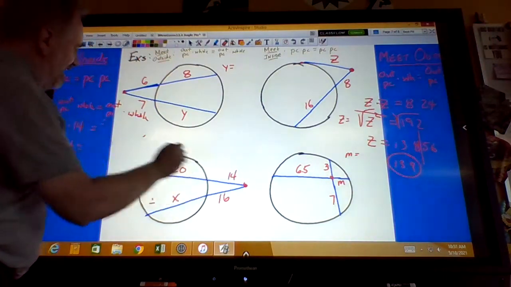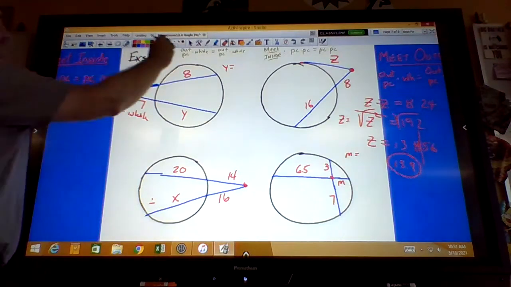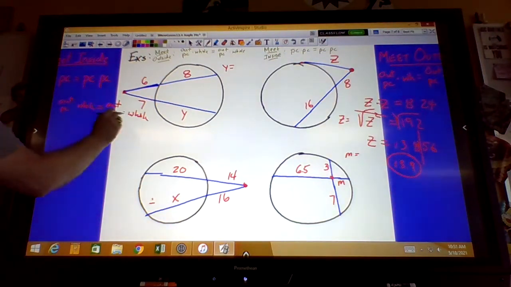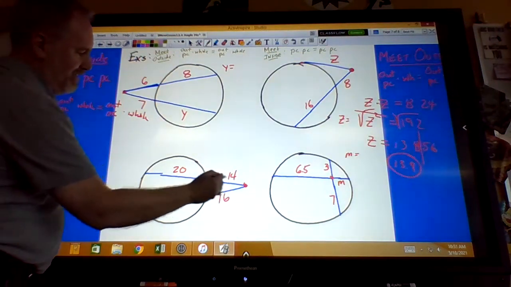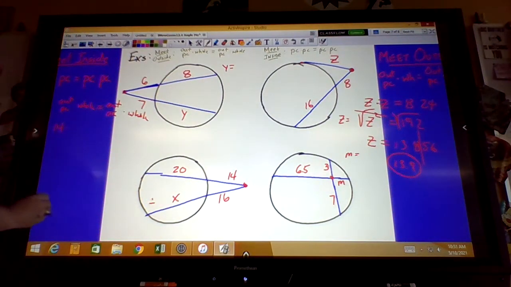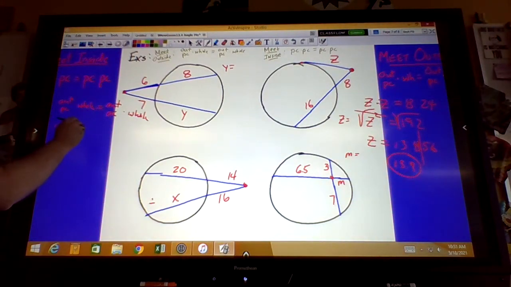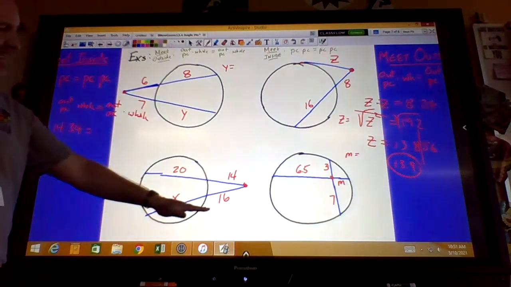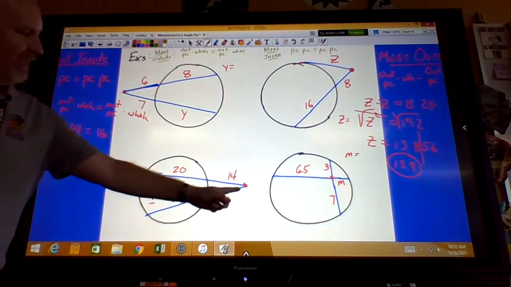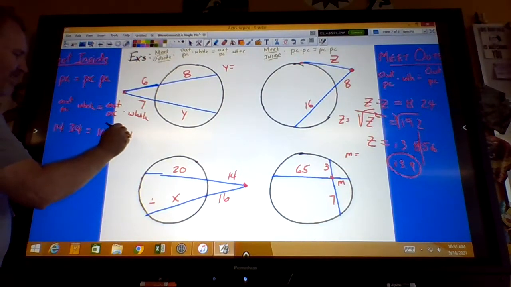It's meeting on the outside, so we're going to use that whole outside piece times whole equals outside piece times whole. And I've got it written right here, so I'm going to just use this. Outside piece times whole equals outside piece times whole. In this problem, the top secant, his outside piece is 14. The whole thing is 14 plus 20, which is 34. Now we move to the bottom secant. His outside piece is 16 times his whole thing is 16 plus x. And there's the algebra 1 right there, 16 plus x.